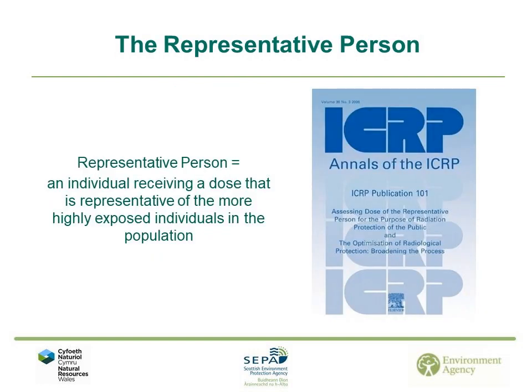The representative person. The numerical standards given in requirements R9 to R12 apply to a representative person. The concept of a representative person is derived from ICRP Publication 101 and is defined in the GRR glossary. A representative person is an individual receiving a dose that is representative of the more highly exposed individuals in the population. Operators should substantiate the choice of representative persons as being reasonable and suited to the particular circumstances.